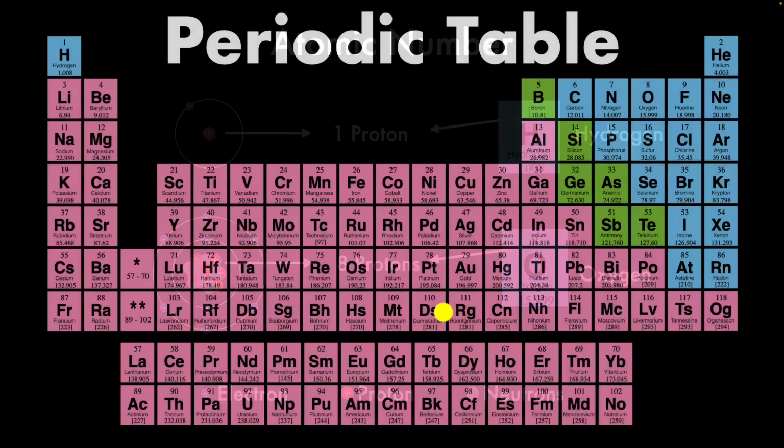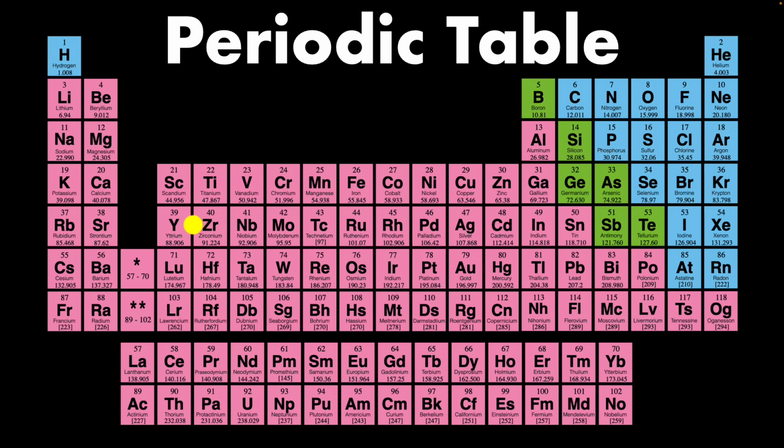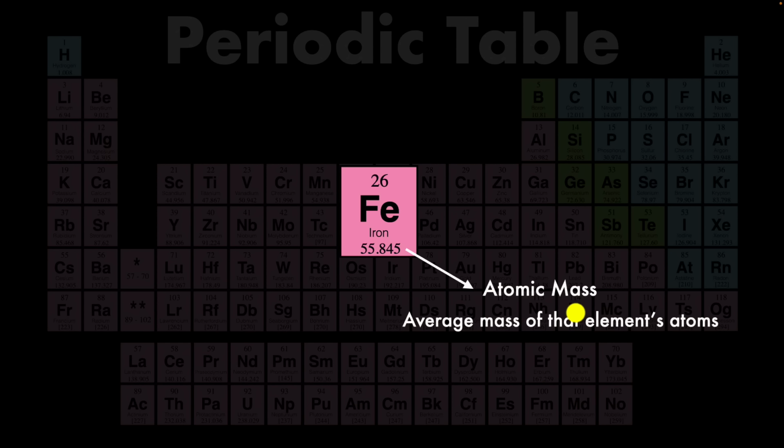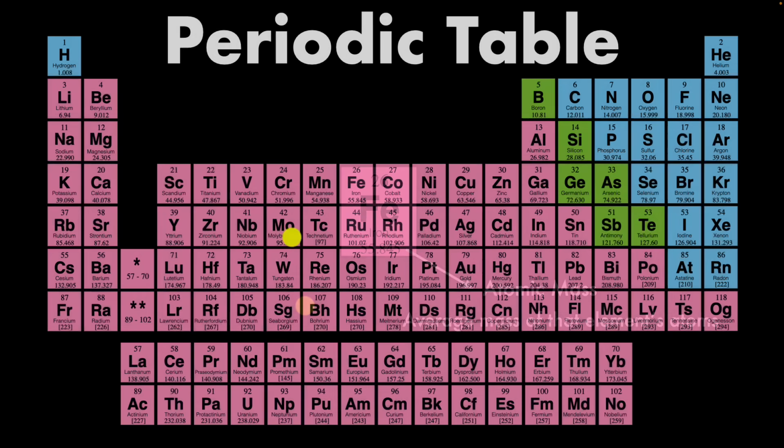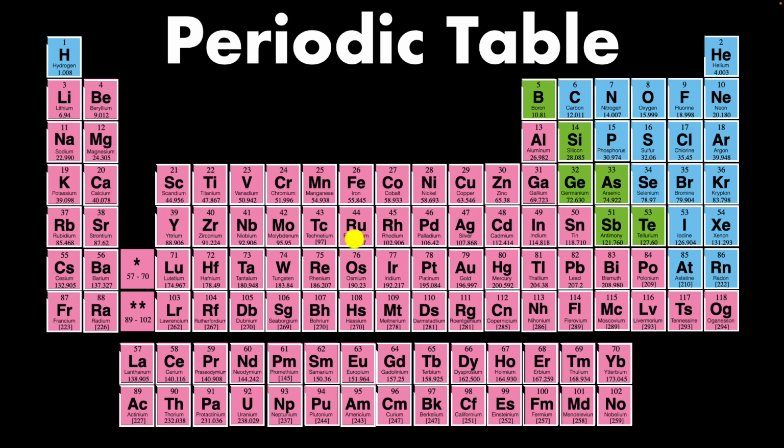So if you look at your periodic table carefully, you can see that it is arranged in the order of increasing atomic number. Okay, now you'll also often see the atomic mass listed over there. This number is basically the average mass of that element's atom, based on the different isotopes found in nature. So look, even though each box on the periodic table is small, it is packed with a lot of information.